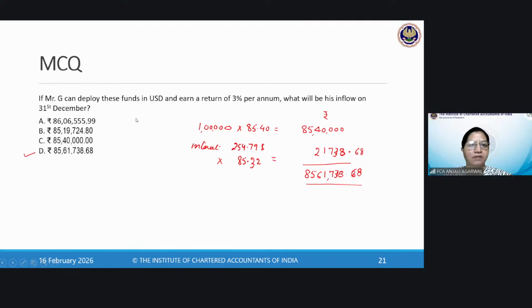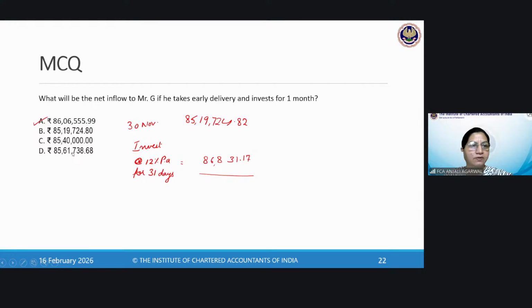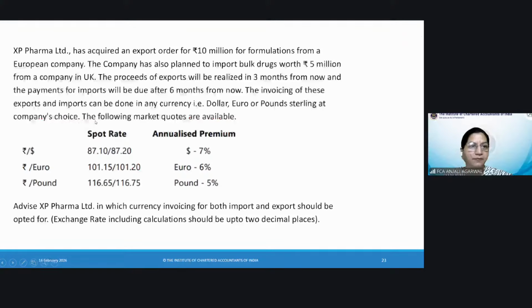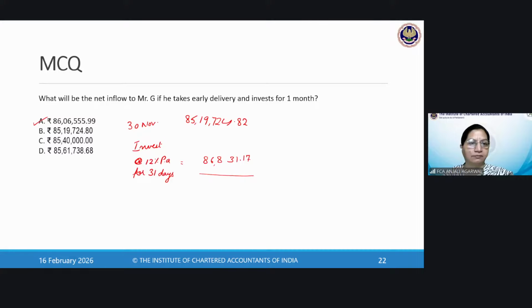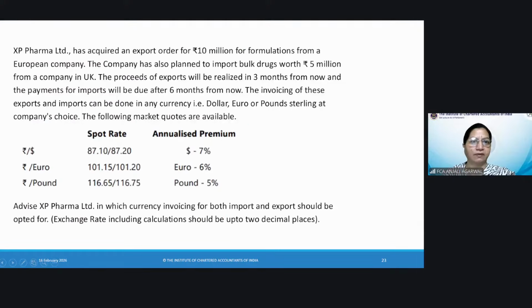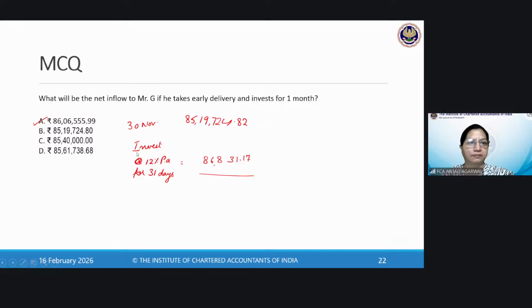Okay. So if he takes early delivery and invests in India at 12%, he ends up getting 86,06,555. But if he makes investment in US and then converts it into rupees, he ends up getting 85,61,738. So if he takes early delivery and invests in India, he gets better returns. Okay. Right?